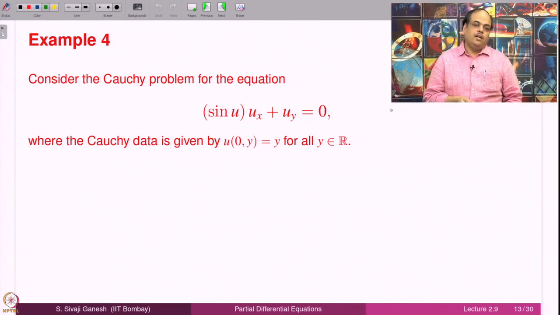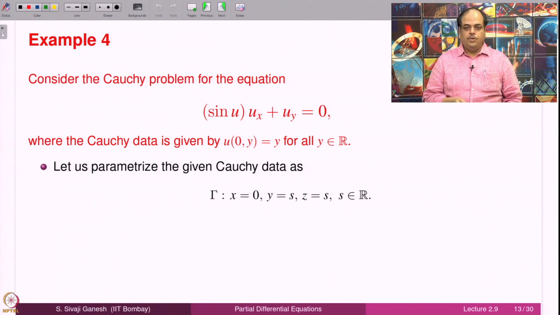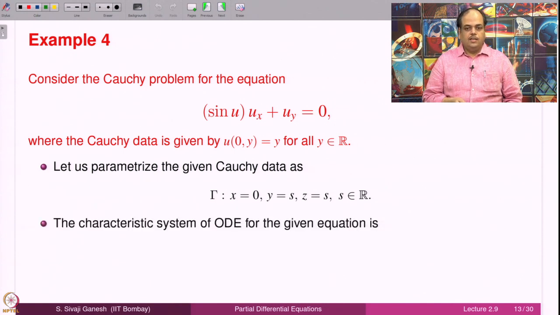So far we have considered only linear equations, but this is a quasi-linear equation, sin u u_x plus u_y equal to 0. Here a is sin u; if a is 0, b should be non-zero, but b is always 1. So a square plus b square is non-zero, fine. Cauchy data given is u(0, y) equal to y for all y in R. Let us solve. Parameterize the Cauchy data: (0, s, s), s in R. The characteristic system of ODE is this.